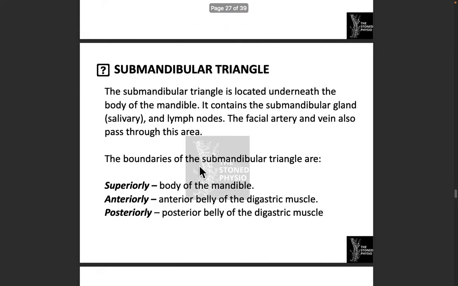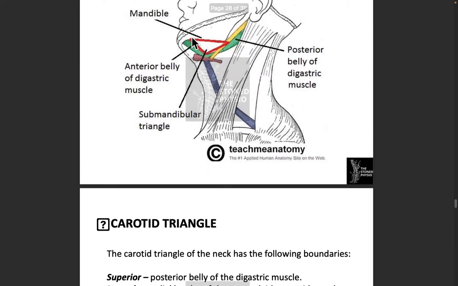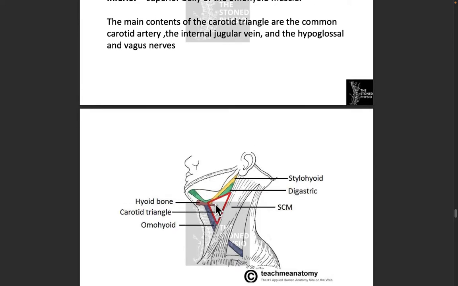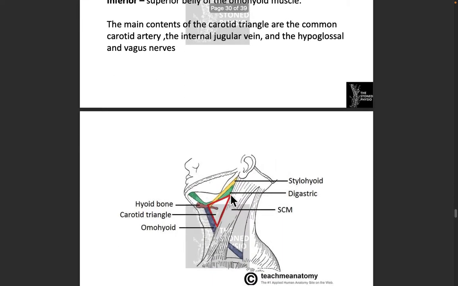ठीक है, we have talked about two triangles up. ठीक है, ये वाला, this is the submandibular triangle, this is the submental triangle. ठीक है, now talking about this particular triangle that is called the carotid triangle. ठीक है, again here we saw the submental triangle, here we saw the submandibular triangle, and here we can appreciate the carotid triangle. ठीक है, we can see the carotid triangle present here, and in the end the last one that is present here, this one.